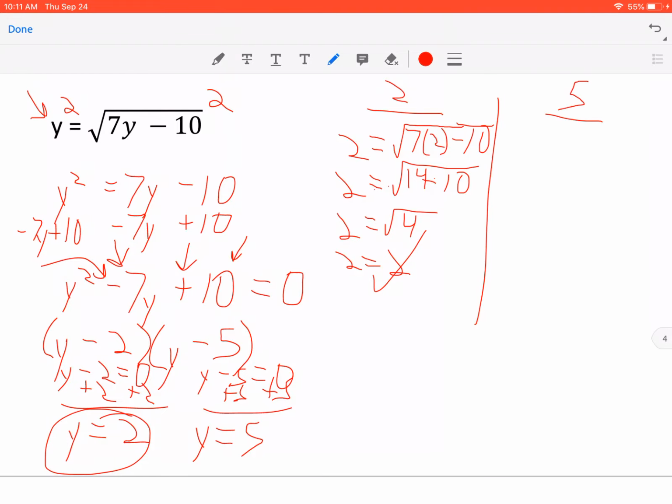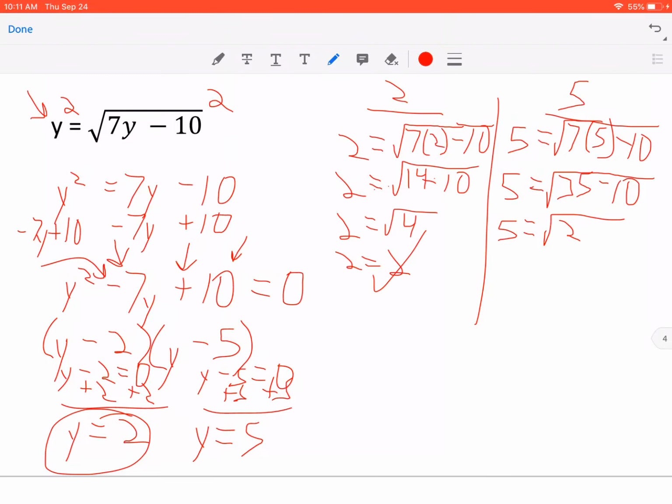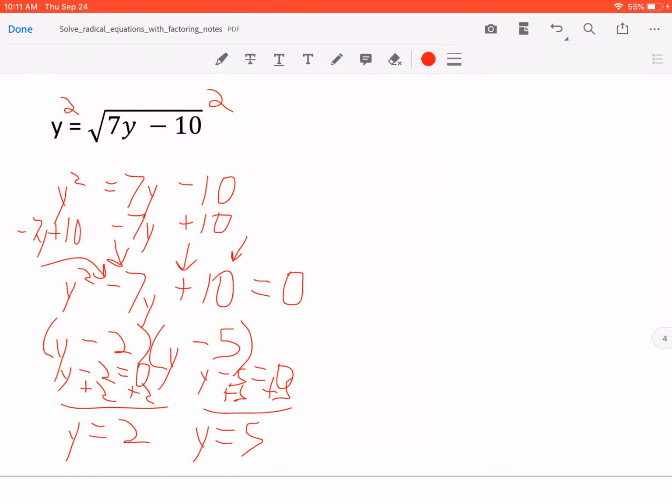Maybe 5 works, maybe it doesn't. Let's see. All right, so that would be 5 equals the square root of 7 times 5 minus 10. 5 is equal to, what's 7 times 5? 35 minus 10. What's 35 minus 10? 25. Is 5 equal to the square root of 25? Yeah, because the square root of 25 is 5. So guess what? They both work. Sometimes they do, sometimes they don't. Both answers are good. All right?